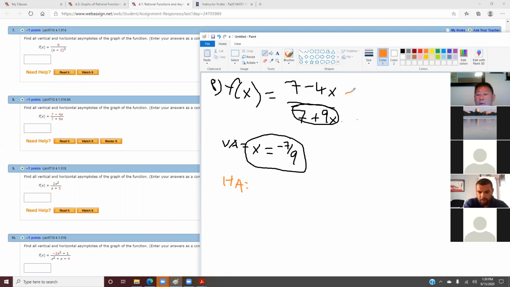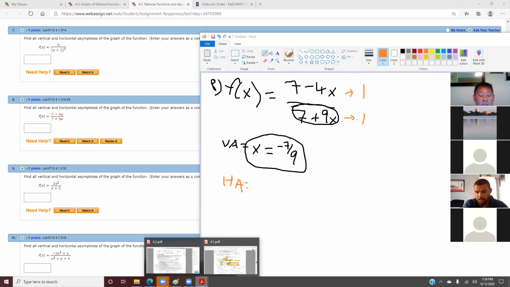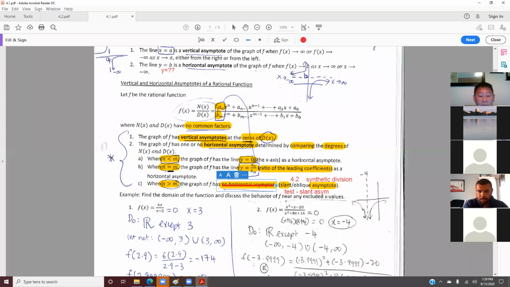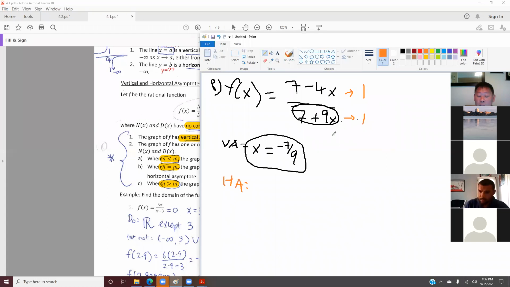Anyone know what power we have in this case? So this is power 1. Yes, this is power 1. So that means they are the same powers. If they're having the same power, then you will have the ratio of the leading coefficients. So your answer in this case is the ratio of the leading coefficients.